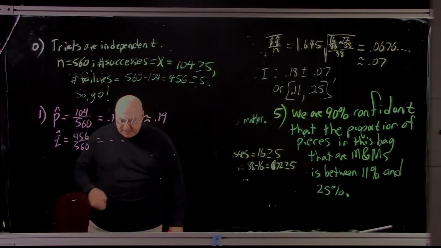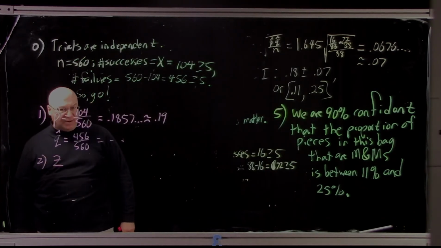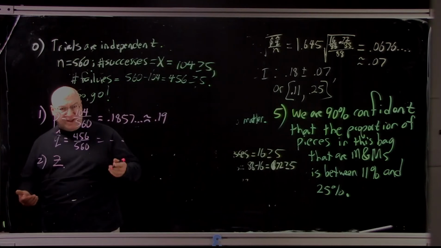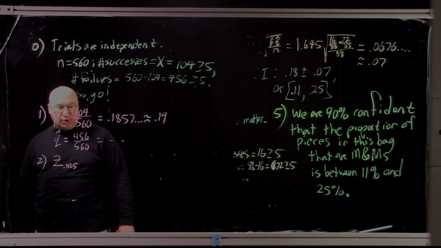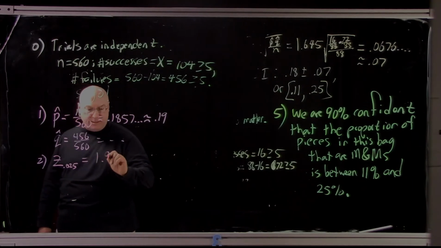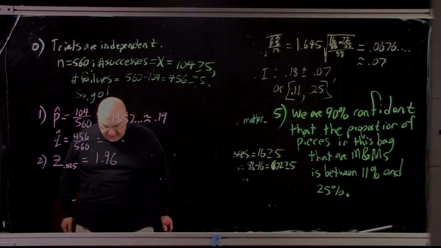Okay, z alpha over 2. I'm looking at a 95% confidence interval. I want half of 5%, so it's 0.025, 2.5%. I want z 0.025, and you should know that's 1.96. You've done it enough times, I would imagine.